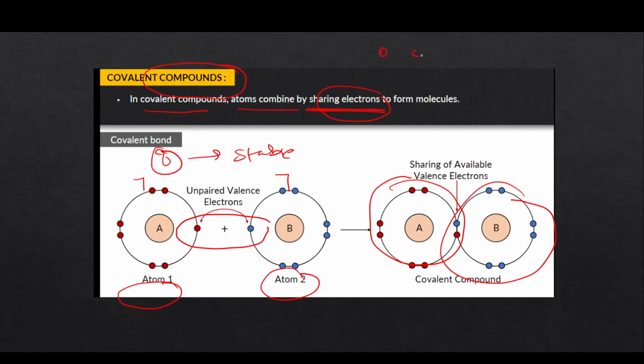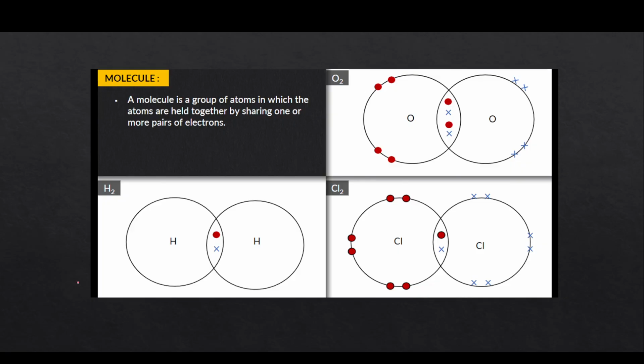And we know when two electrons combine, it makes a single bond. This sharing of electrons, this interaction, makes a covalent bond between these two atoms, and this is called a covalent compound, which has covalent bonding, right?